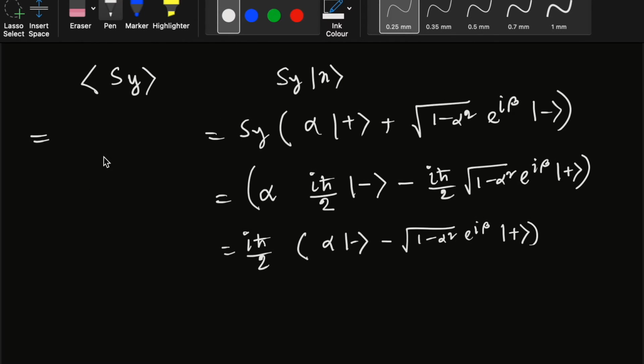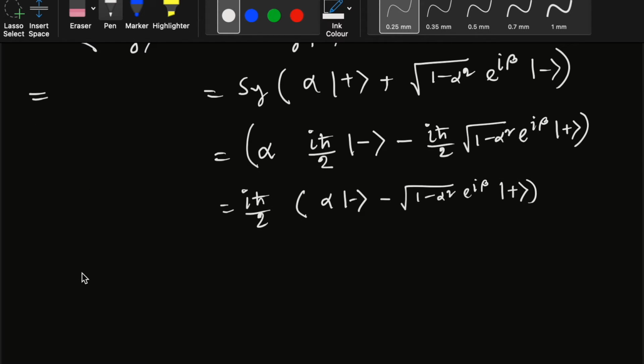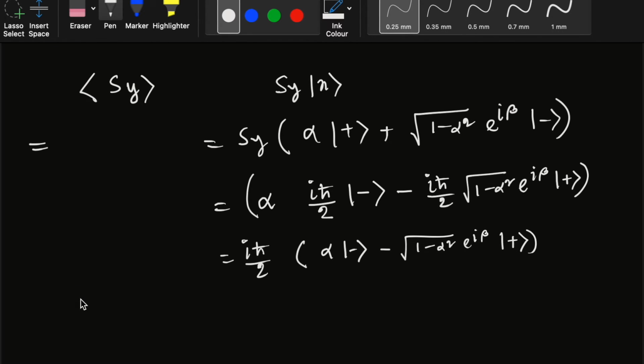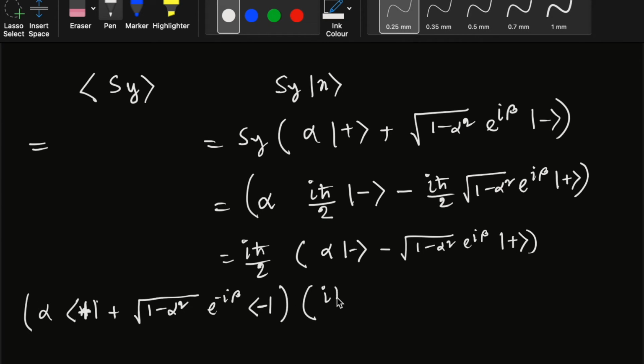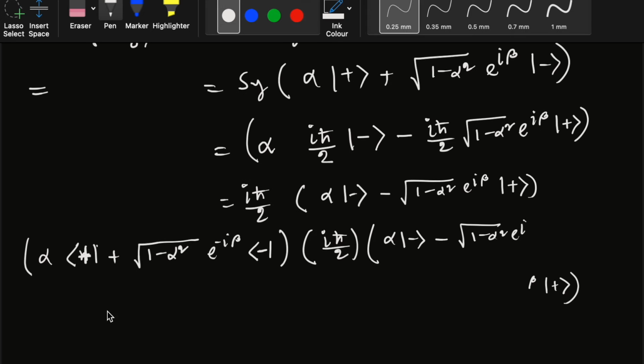That means the expectation value of sy will be alpha n plus root over 1 minus alpha square e to the power minus i beta, this is plus, this will be minus this, and i h cut by 2, alpha minus root 1 minus alpha square e to the power i beta plus. So let us calculate what is the value.